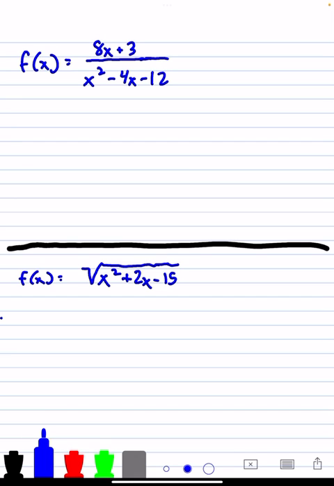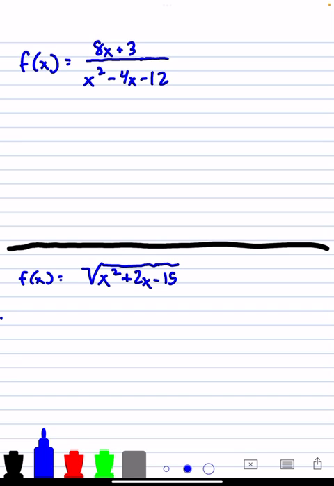Okay, here we want to look at two more examples of how to find the domain of functions. Okay, so first, when we look at the top one, f of x is equal to 8x plus 3 divided by x squared minus 4x minus 12. We have to find the place where the function can exist.